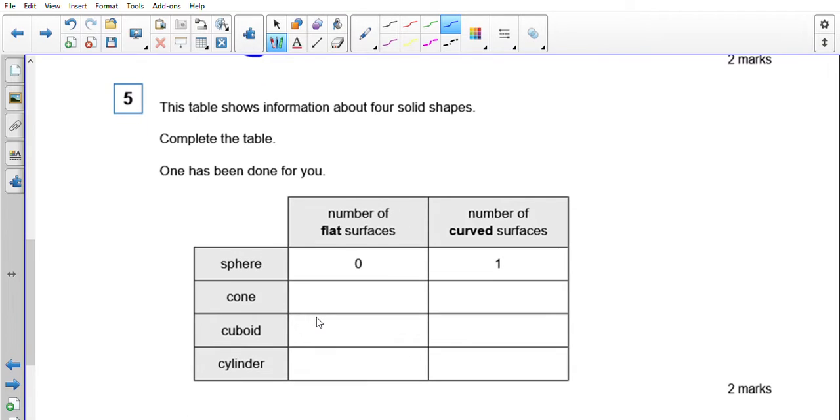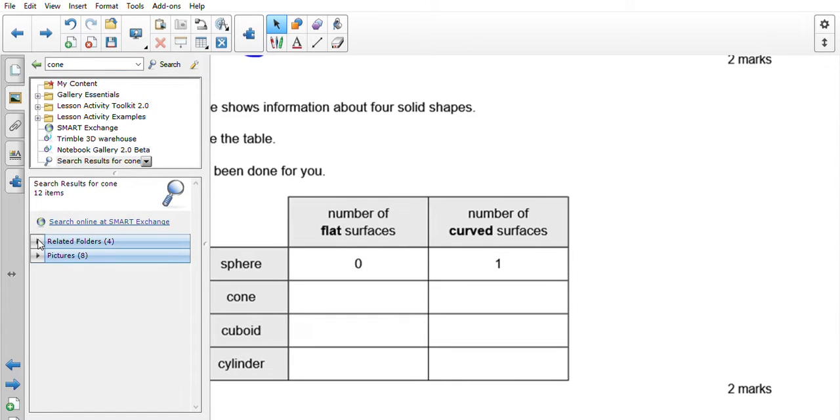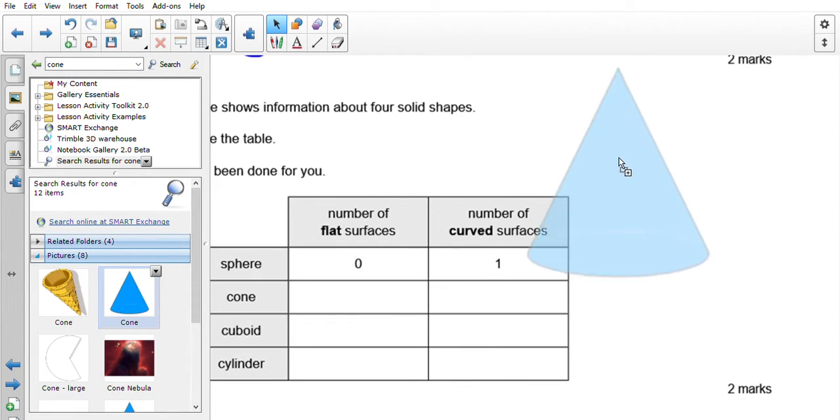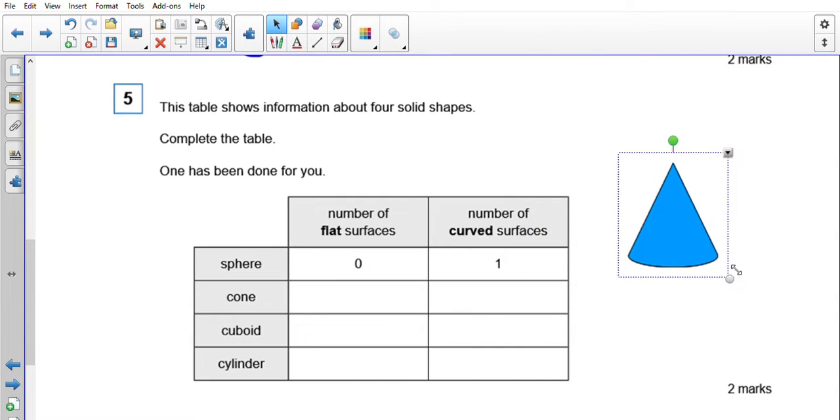Okay, number 5 gives me a table. Information about 4 solid shapes. Complete the table for you. One has been done for you. Okay, so I have the benefit of being able just to drop in some 3D shapes here to demonstrate this, but if I was doing this on a test paper, didn't have access to this, I'd probably just be drawing these myself.